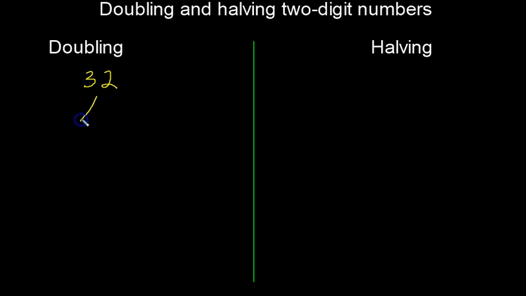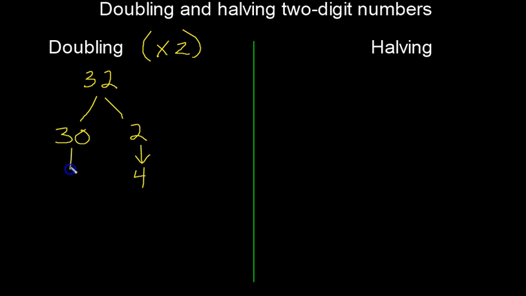Okay, so basically we need to remember that 32 is made up of 30 and 2. If we're doubling, it means essentially that we're multiplying by 2. So that means that this 2 is going to become 4.